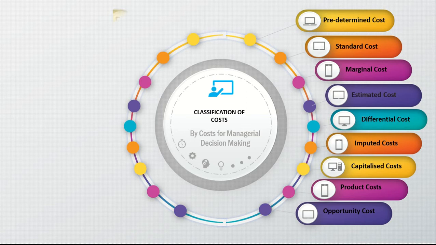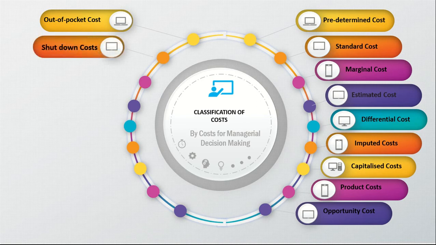J. Out-of-pocket cost: it is the total cost which involves cash outflow. This cost is considered while fixing selling price during recession, make or buy, etc. K. Shutdown cost: those costs which continue to be incurred even when a plant is temporarily shut down. Example, rent, depreciation, etc.